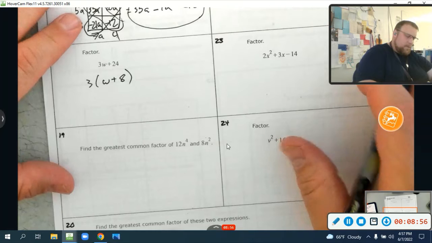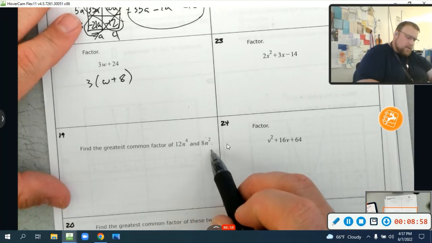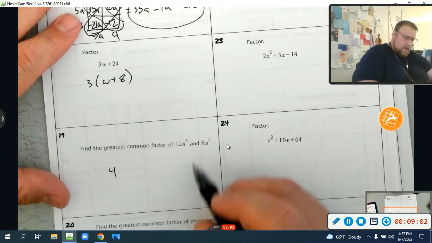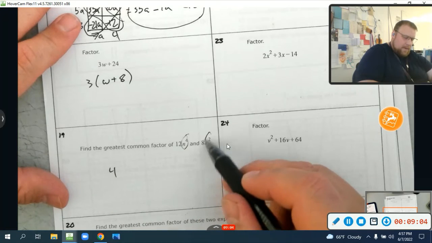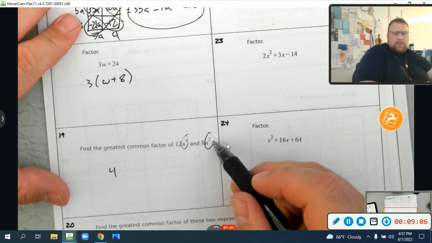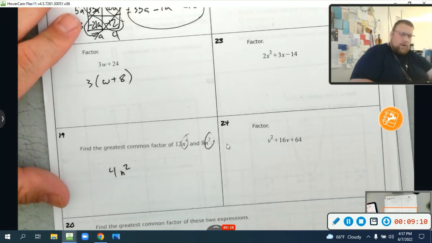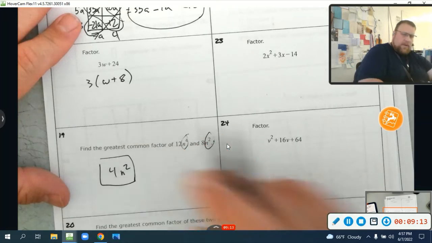What is the greatest common factor of 12n to the 4th and 8n squared? Well, between 12 and 8, it's going to be 4, right? Whenever you have same bases raised to exponents, whichever is the smaller one is the one that they both have in common. So they both have n squared in common. And this is my greatest common factor.